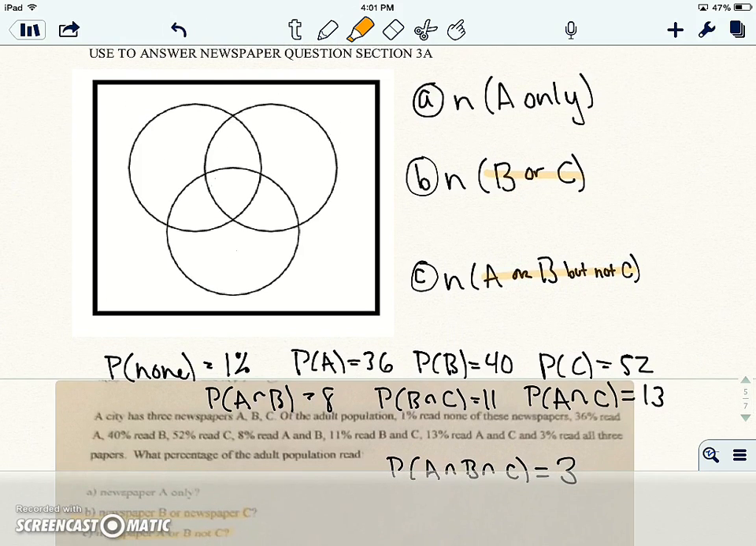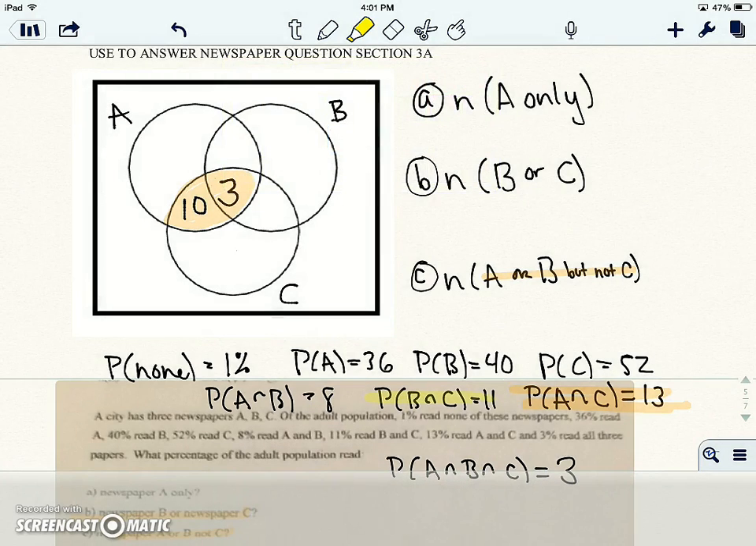So we're going to use what we have and fill in my picture so we can answer the questions. So I always start from the inside out. The probability of being in A, B, and C is 3. So that's 3. Now we're going to start with the little pieces. So probability, and let's name these A, B, and C. We have 3 in the middle. The probability is 3%. There are 13 in A and C, which would be this piece. But there are already 3 that are in both. So 13, take away the 3, there would be 10 in here.